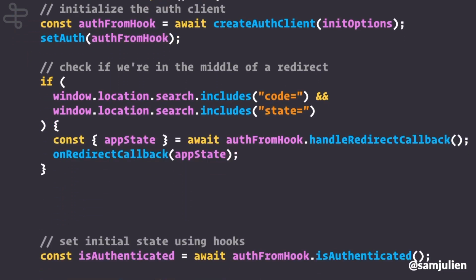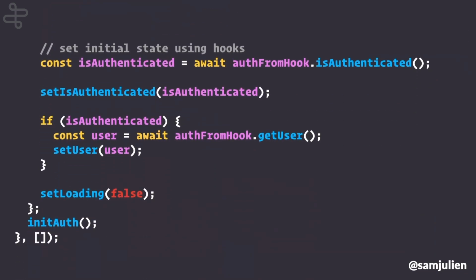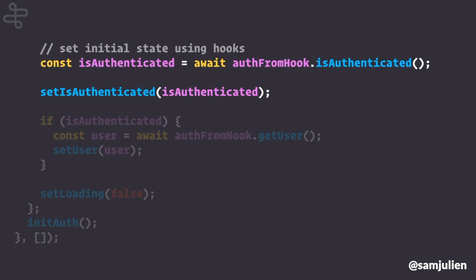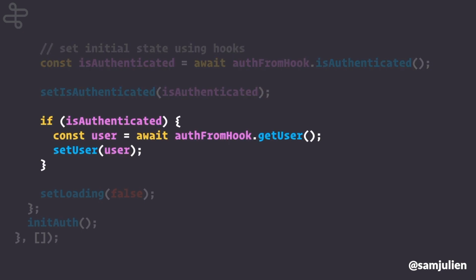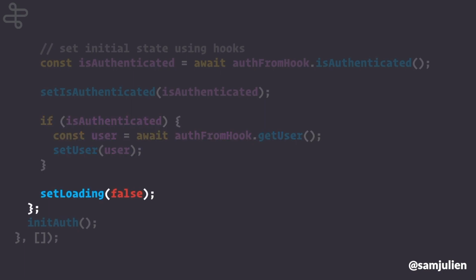If we're not, then we need to move on to the second half of this useEffect function. So we have isAuthenticated, and we're going to check that from the SDK and set that with our hook. And then, if we are authenticated, we'll go get the user, set the user with our hook, and then we can set loading to false. So after we've defined that function, we'll go ahead and initialize it, and then we'll move on to the rest of our context.